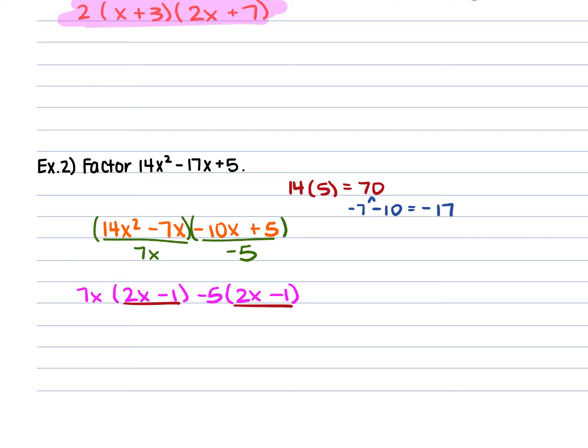The 2 sets of parentheses that you have are identical to one another, so we're going to rewrite it one time and form another set of parentheses with the 7x and the minus 5. So we just have 2x minus 1 times 7x minus 5.